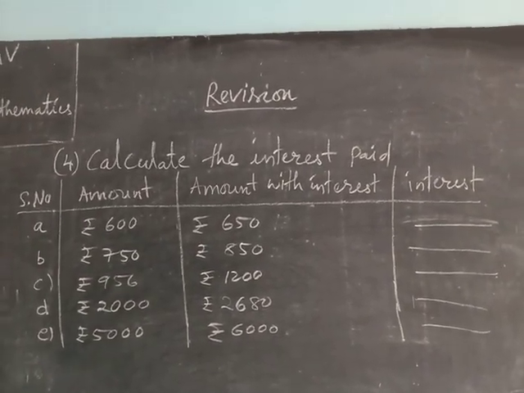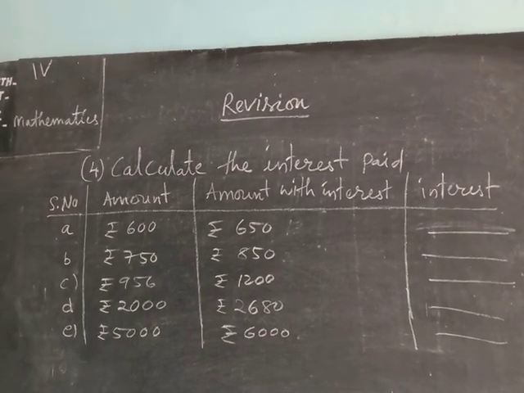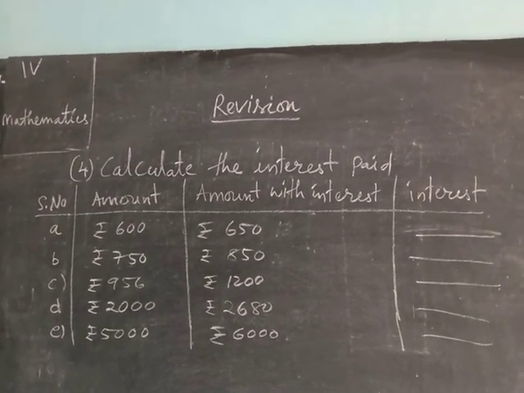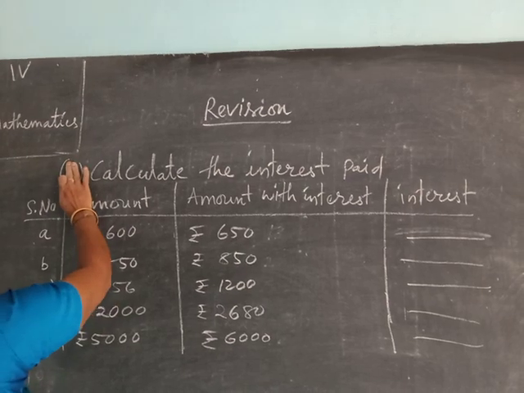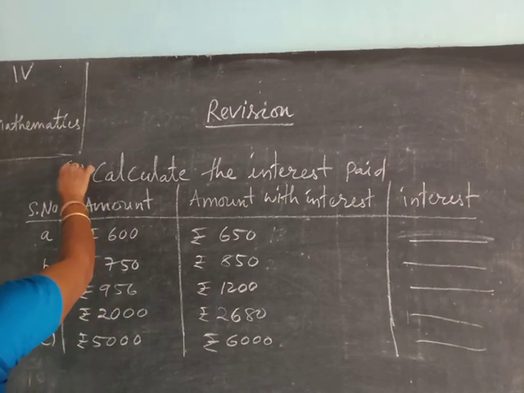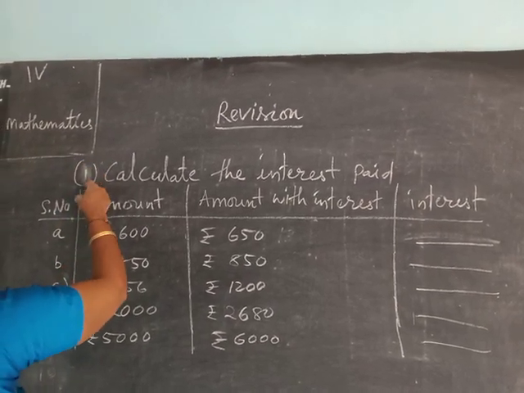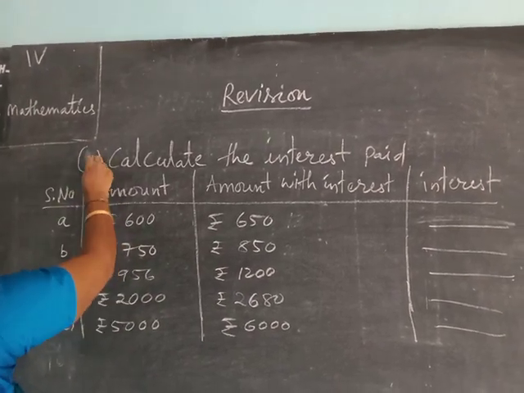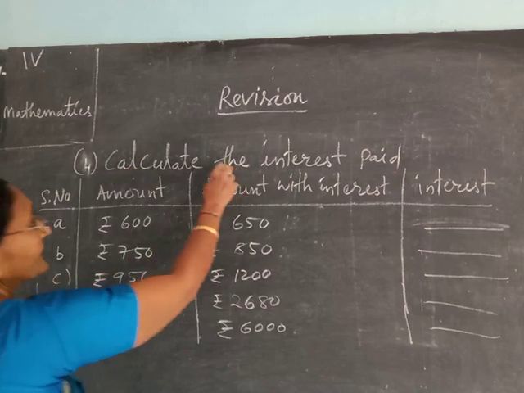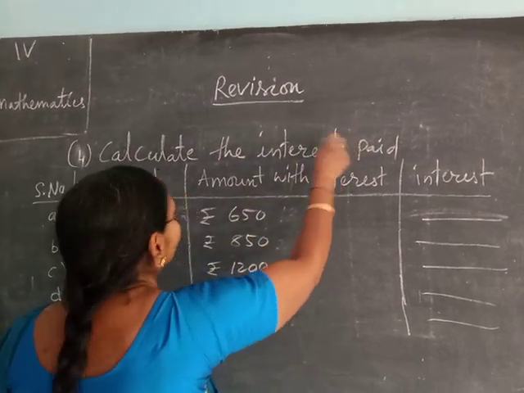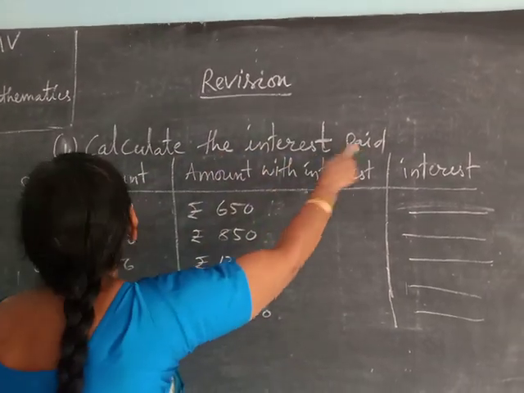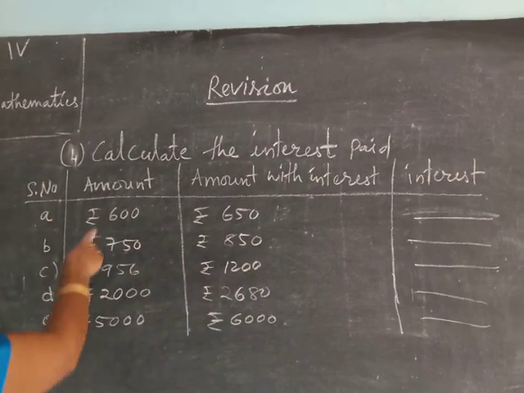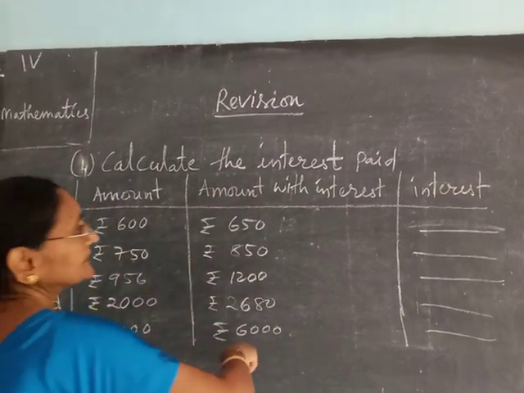Today we are going to study revision class. So revision. Now I have written question 1. Last class we had studied 3 questions, that's why I have written 4, but again 1 I have written. I have written 4. So calculate the interest paid. Question is there, serial number given, amount given, amount with interest given.